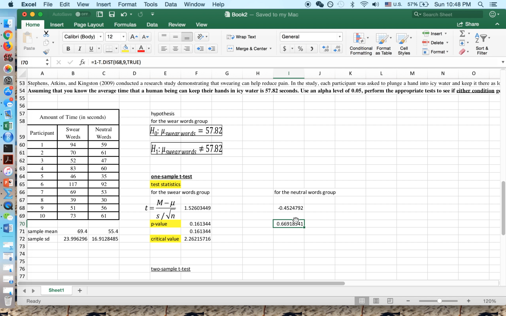So this should be the p-value of this one. Or if you cross-reference with what we have just computed here with the R software report, you're going to find that the results are the same.